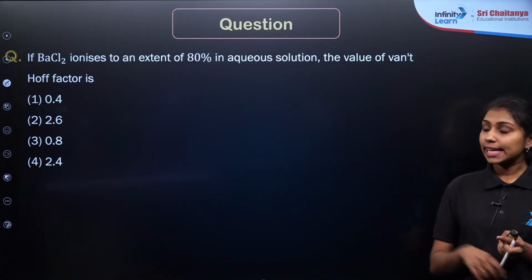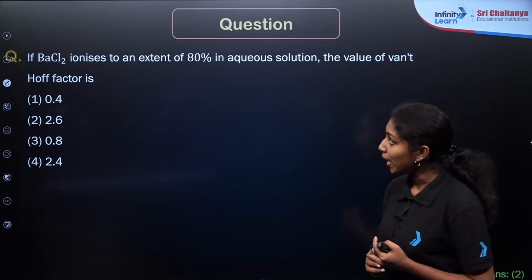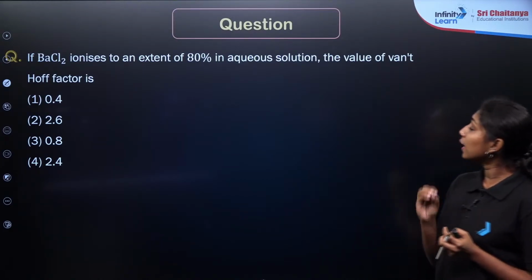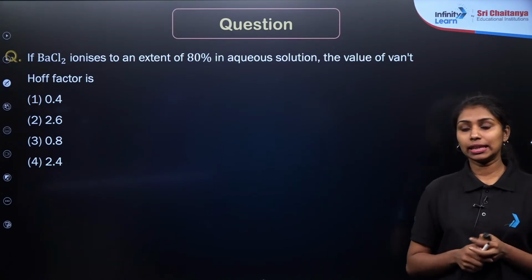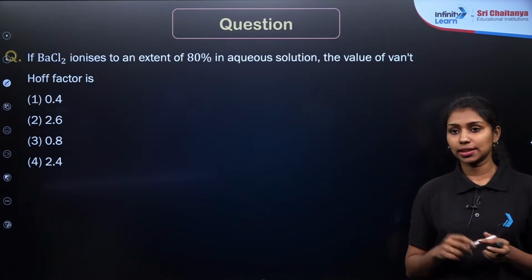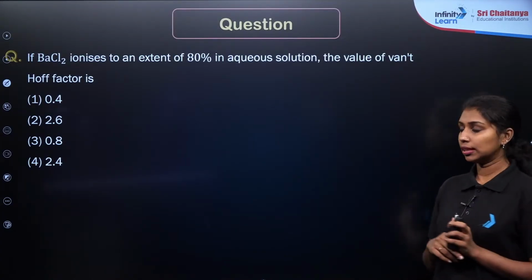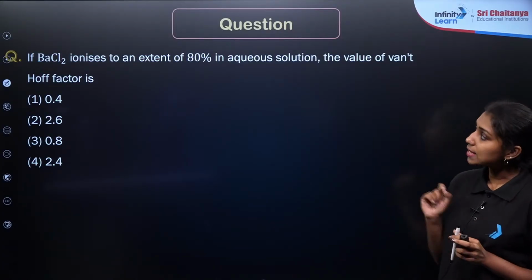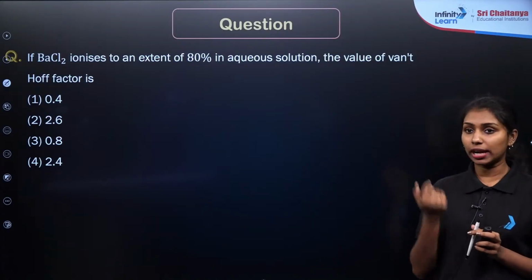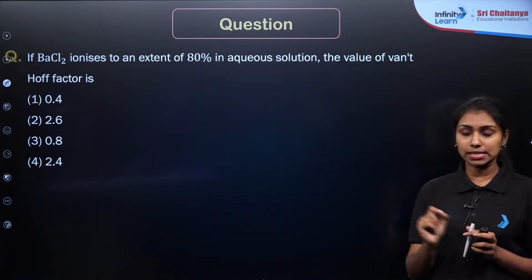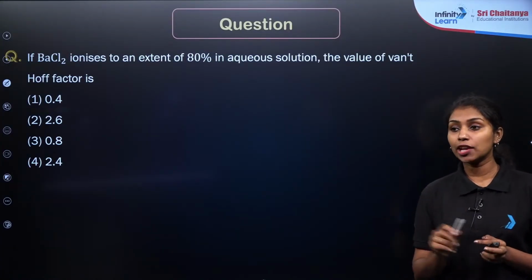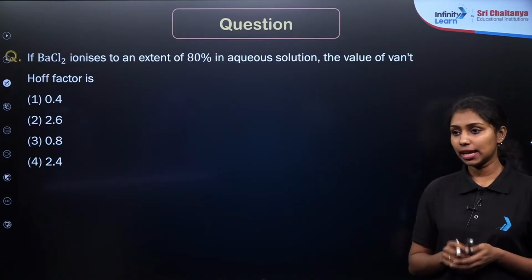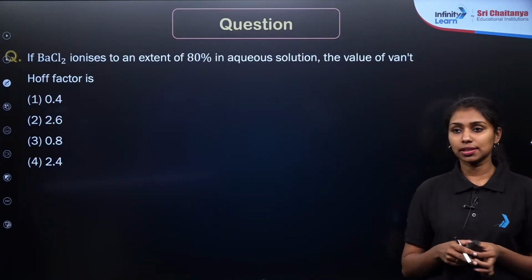The first question is, if BaCl2 ionizes to an extent of 80% in aqueous solution, the value of Van Hoff factor is. The value of Van Hoff factor is. This is an electrolyte BaCl2 and it is given as the percentage of ionization or degree of ionization given as 80%. You need to calculate the value of I or the Van Hoff factor given here. What will be the answer? Or how we can solve this?